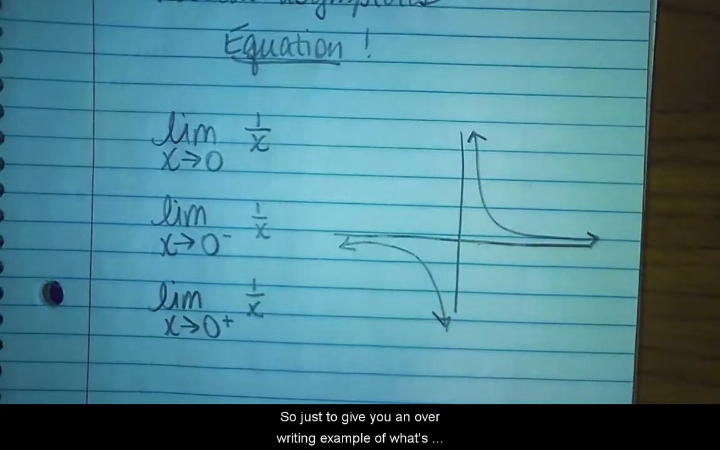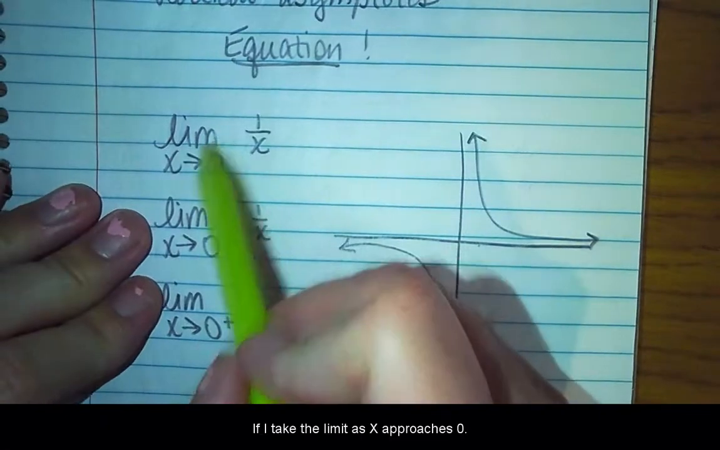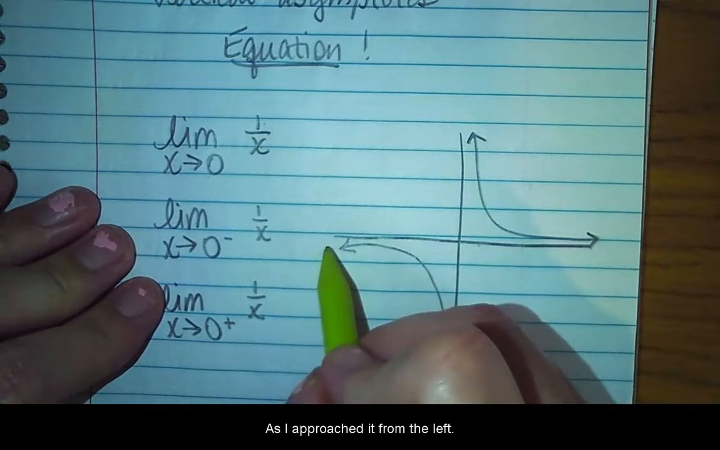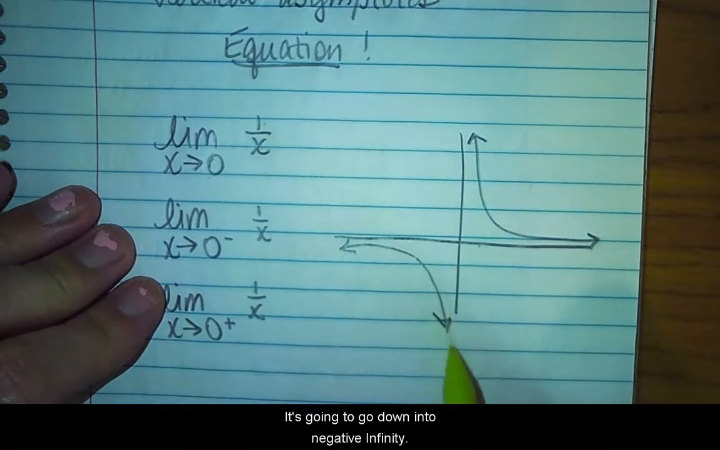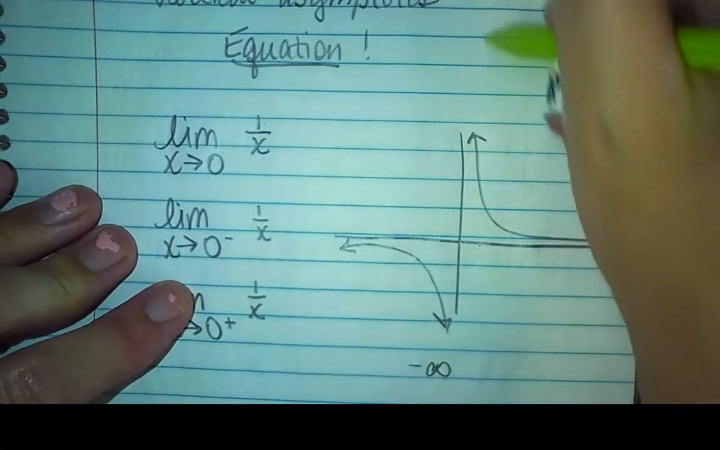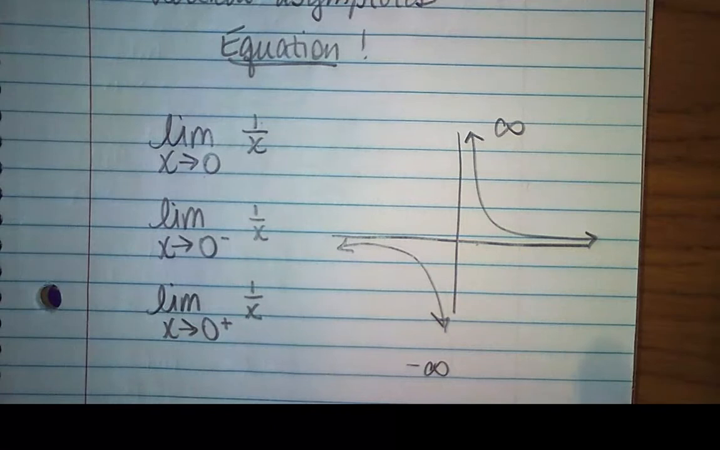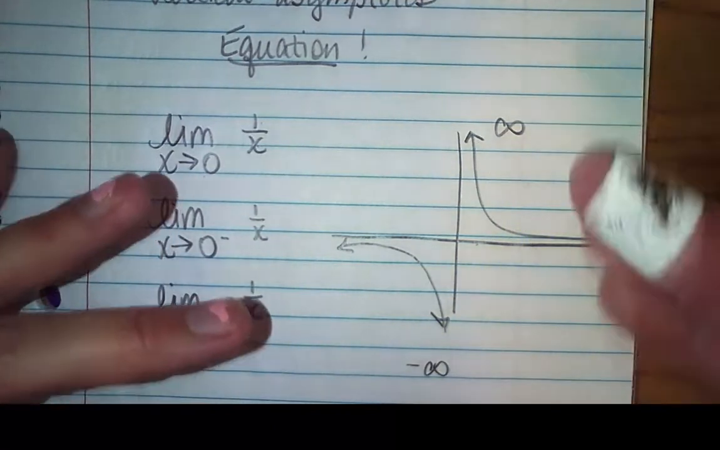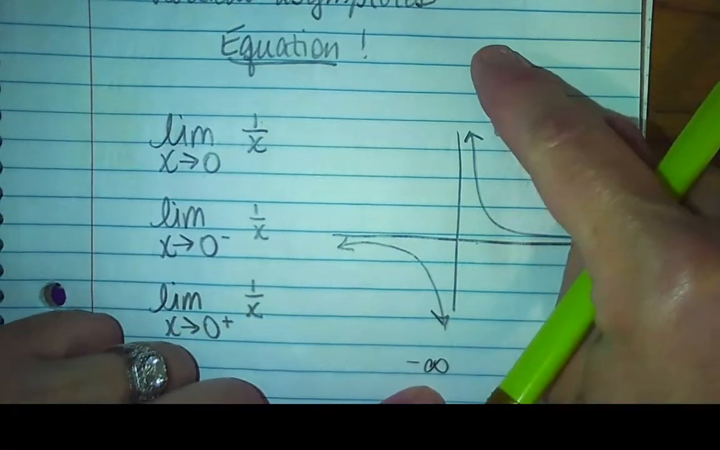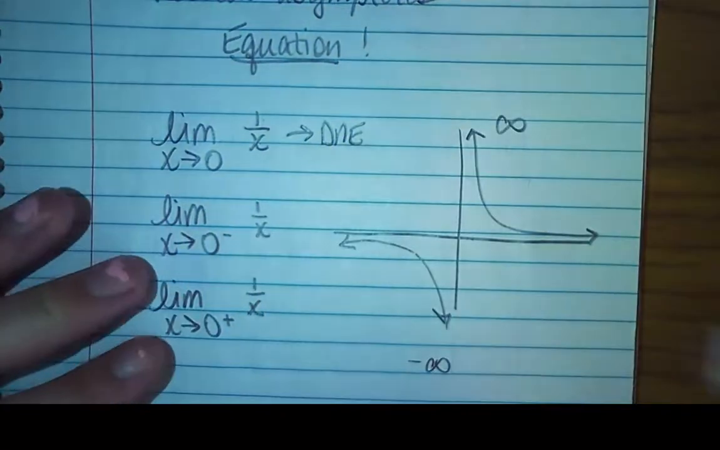Okay? So just to give you an overriding example of what's happening in this section, if I take the limit as x approaches 0 of 1 over x, as I approach it from the left, it's going to go down into negative infinity, correct? As I approach it from the right, it's going to go up to positive infinity. So we've already discussed that infinity is not limited. You can't limit infinity. So what we have is, first of all, negative infinity will never equal positive infinity. So this limit, just plain and flat out, does not exist, period.